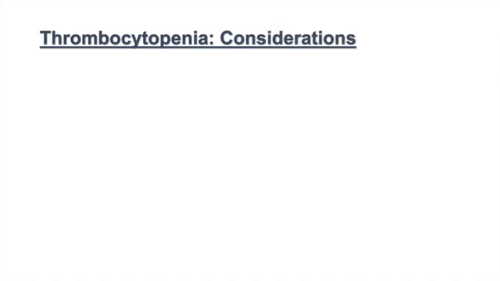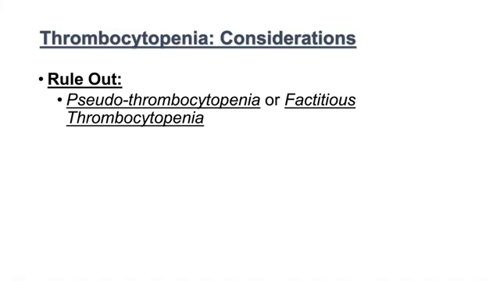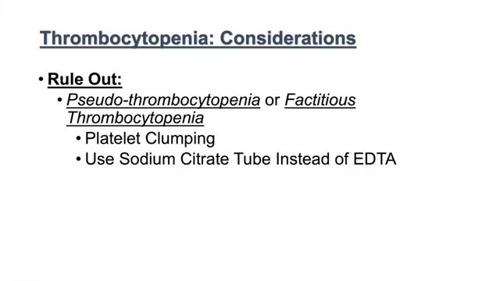So some considerations with regards to thrombocytopenia include an important rule to rule out pseudothrombocytopenia or factitious thrombocytopenia. This is where, when we take a sample from the patient and we run the tests on the sample, these platelets from some patients have a propensity to clump. And when they clump, we get a decreased count of the thrombocytes. So it looks like they have thrombocytopenia, but in fact, it's just their platelets are clumping. And an easy way to avoid this is to use sodium citrate tubes instead of EDTA.